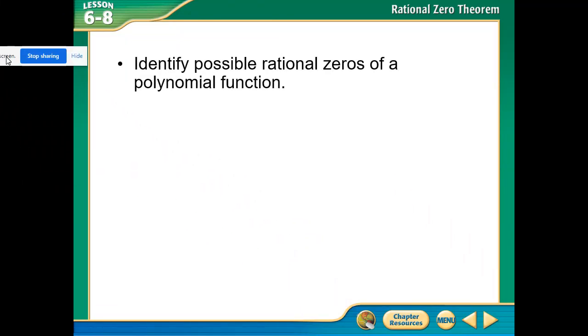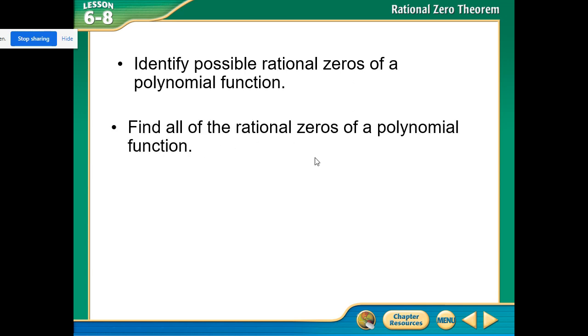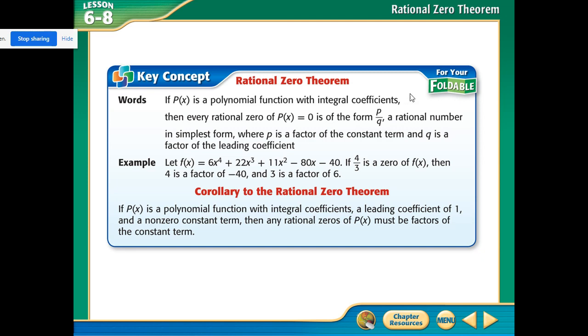All right, here we are continuing on with our polynomial zeros. So we're going to identify possible zeros, and of course we're going to solve them. So today we're going to talk about what's called the rational zero theorem.